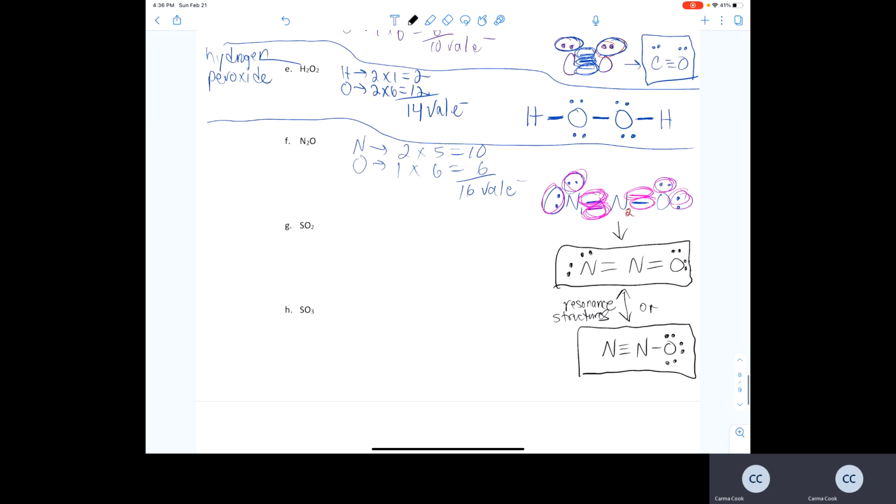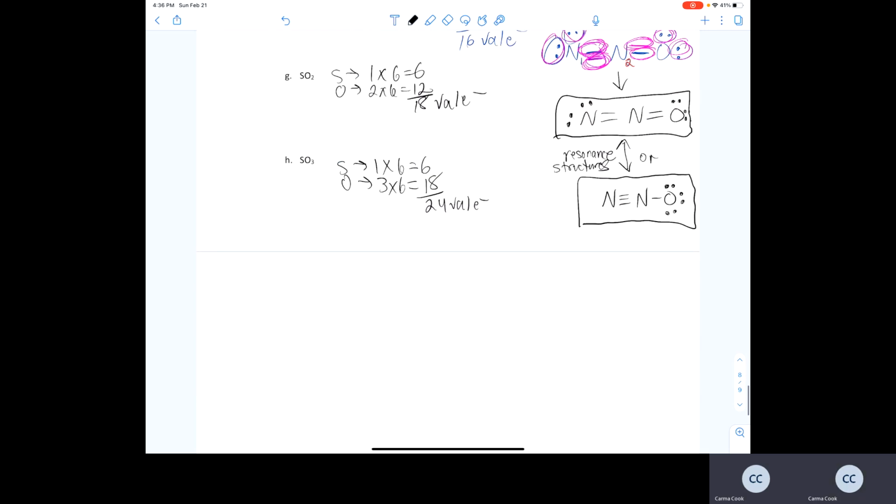Next, we have SO2 and SO3. So SO2, there's one sulfur in the formula in group 6. We got 2 oxygens also in group 6. So that gives us 18 total valence electrons. Whereas SO3, again, 1 sulfur in group 6, but 3 oxygens in group 6. So that gives us 24 total valence electrons.